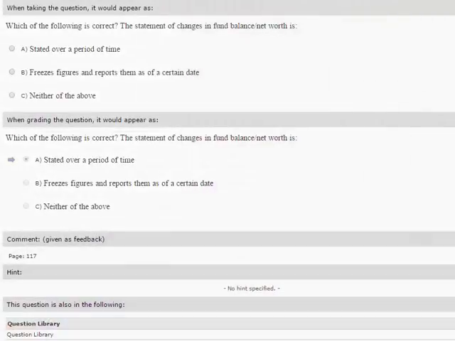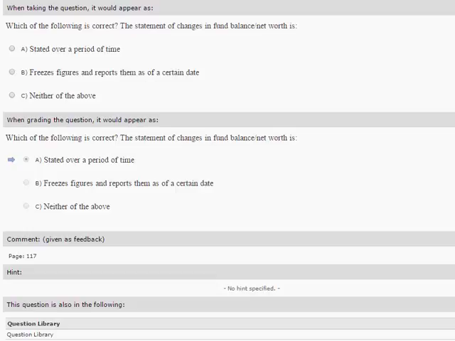All right, the first one is, which of the following is correct? It's the statement of changes in fund balance / net worth. You basically have 2 yes-or-no options on here. Is it stated over a period of time, or is it a snapshot or a freeze, if you will, of figures at a certain date, or neither of the above? It is over a period of time, so the fund balance net worth statement is over a period of time. And in all of your questions, in the feedback, I put where you can find that within the text. So on page 117, you can find the answer in there.